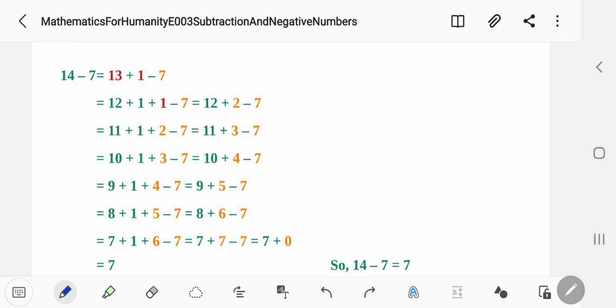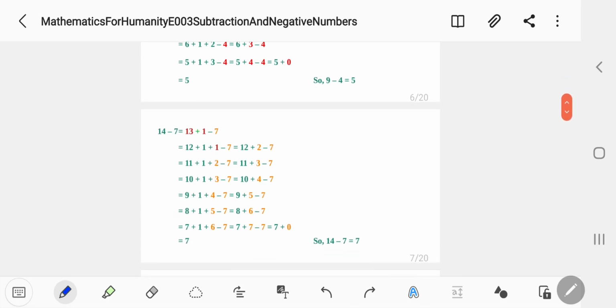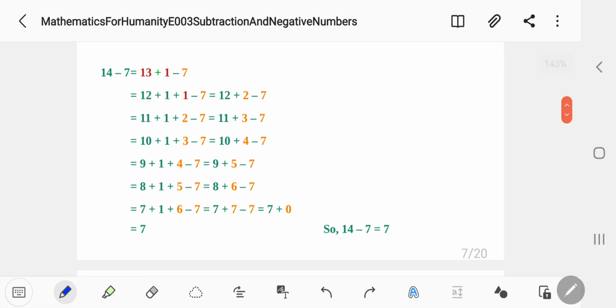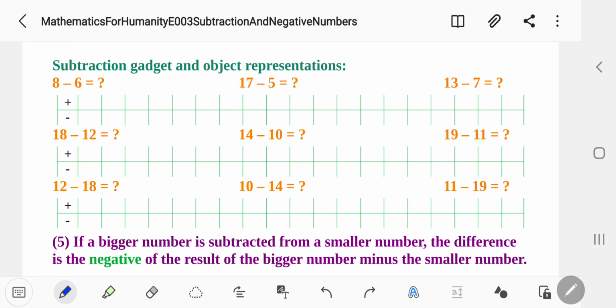But in these two examples that we have, 9 minus 4 and 14 minus 7, it is so time consuming. So we have to find a way to make our subtraction faster. So say for example, you use a gadget, a subtraction gadget, or object representations for that. So for example, what is 8 minus 6? So you have here a subtraction gadget where the upper part here is for the positive number, and then you have here the minus, the one below the horizontal line.